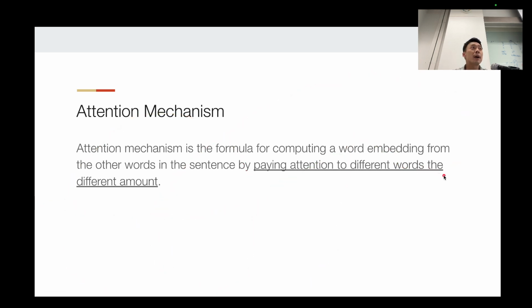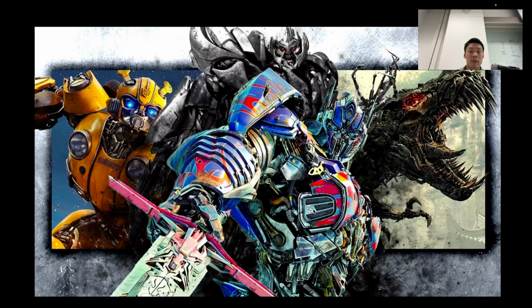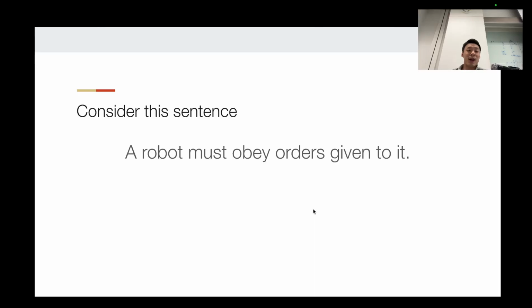So the attention mechanism, in general, is a formula for computing a word embedding by looking at all other words around it. Okay, so the idea is that you want to pay attention to different words, different amounts. So here comes the transformer. Here's how they think about language. Say you have a sentence: a robot must obey orders given to it.